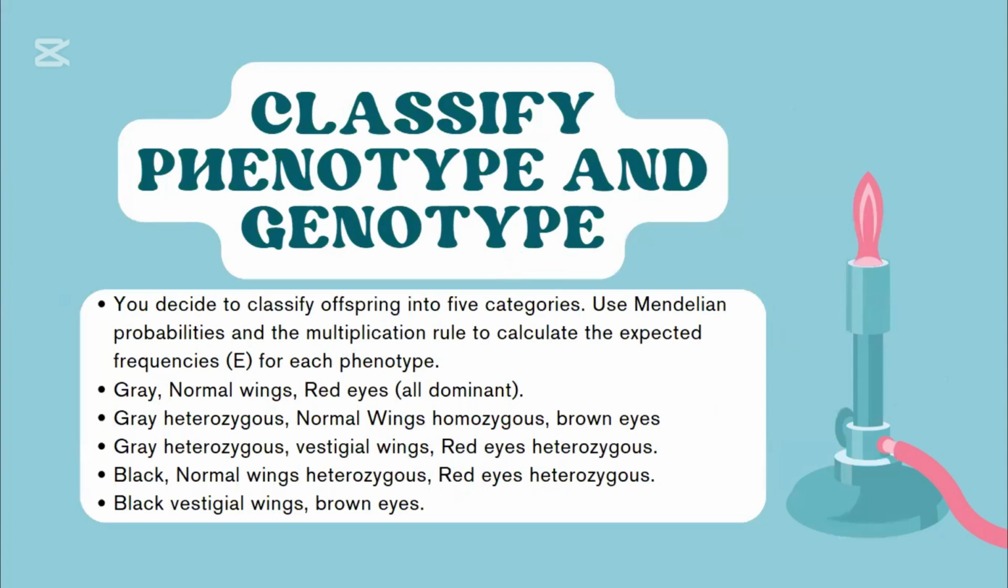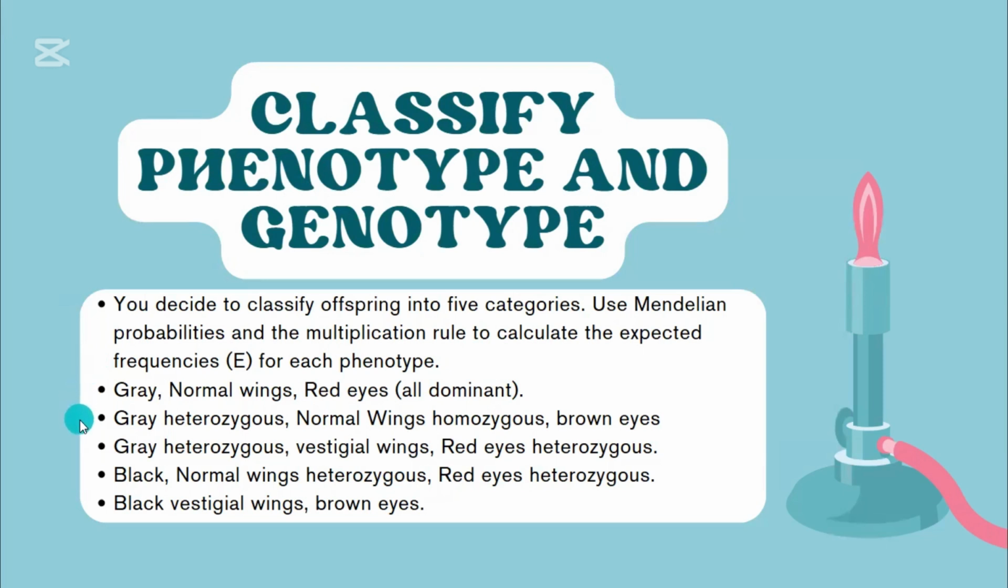You decide to classify offspring into 5 categories. Use Mendelian probabilities and the multiplication rule to calculate the expected frequencies, or E, for each phenotype. This will be useful to complete the chi-square later. So here are all the 5 classifications of the categories.